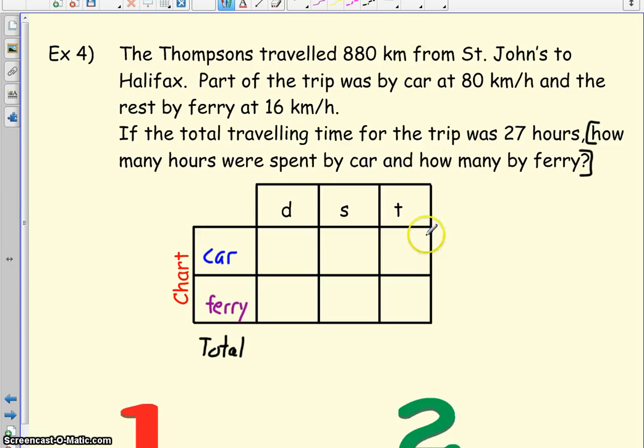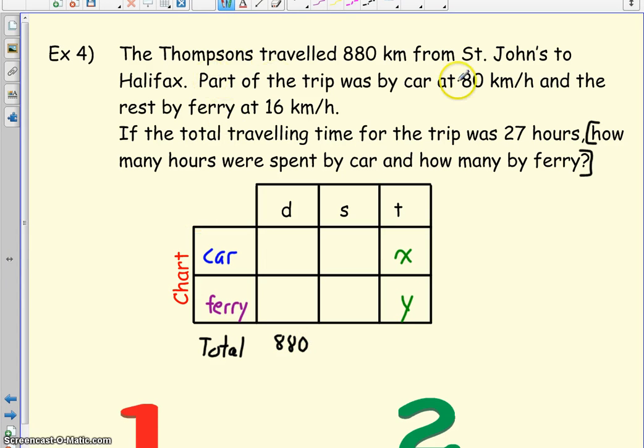So I'm going to choose x to be the time I travel by car and y to be the time I traveled by ferry. Okay, and for the rest, I'm going to try and fill in all the information I know. So for example, we know that they travel 880 kilometers in total from St. John's to Halifax. We don't know how much of that's spent in car, how much is spent in ferry, but we do know that there was 880 kilometers in total. So that might be useful information that we can use.